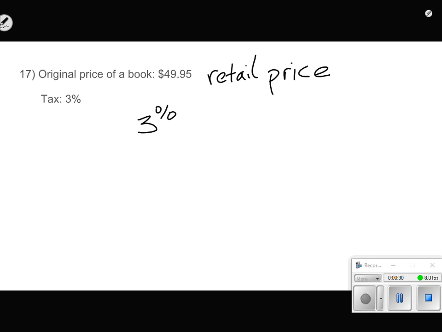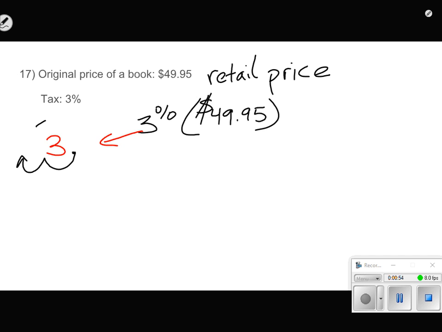We always need to ask ourselves, 3% of what? It's 3% of the original price, the retail price. By now we know that "of" means multiplication. That's why I went ahead and multiplied 3% of $49.95 as 3% times $49.95. To multiply, we need to change our 3% to a decimal. So we move the decimal twice to the left, which is the same as dividing by 100. We put a 0 in that empty space, and 3% as a decimal is 0.03.